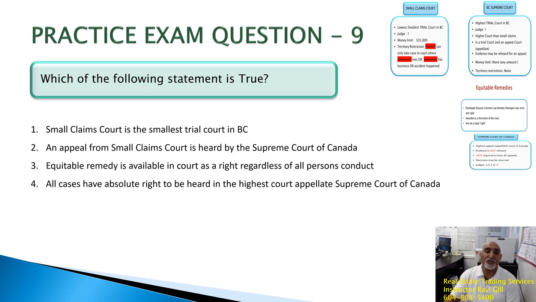So which of the following statements is true? Well, in my opinion, Small Claims Court is the smallest trial court in BC. Now, if we had the word smallest appeal court here, this would be a false statement, because small claims is not an appeal court at all. What would make statement number 2 correct? An appeal from small claims is heard by BC Supreme Court. If it said BC Supreme Court here, this statement would be correct. Okay, so the answer is number 1.